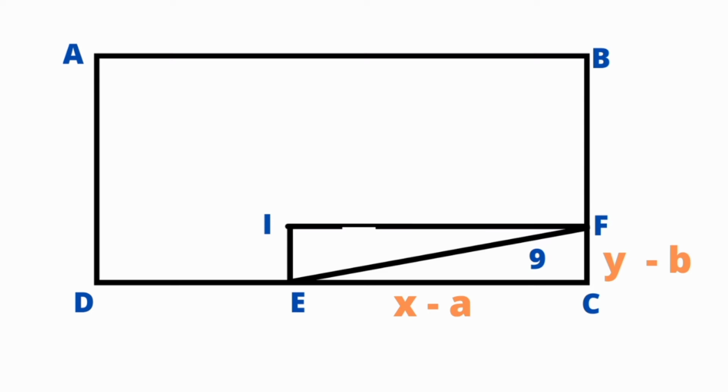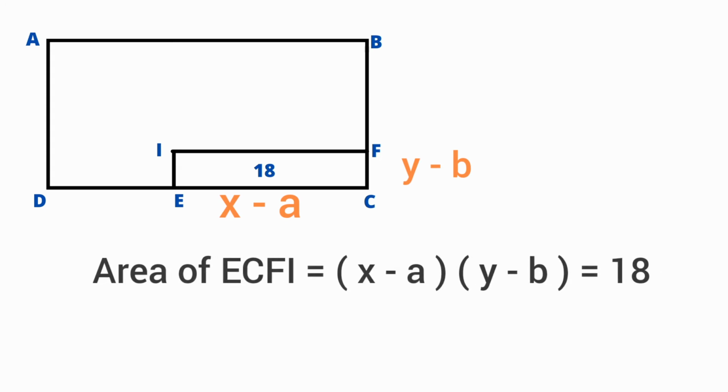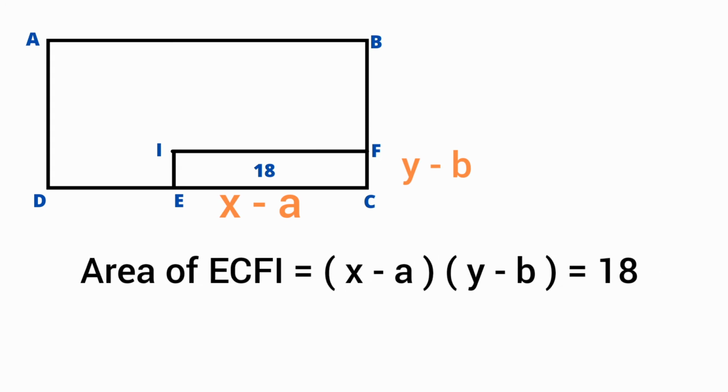At last, let's mark a point I inside the rectangle in such a way that ECFI is also a rectangle. Now EF becomes the diagonal of the rectangle ECFI. So the area of rectangle ECFI is equal to 18 cm square and its length is X minus A. The breadth of rectangle ECFI is Y minus B. Therefore, area of rectangle ECFI, X minus A into Y minus B, is equal to 18 cm square.